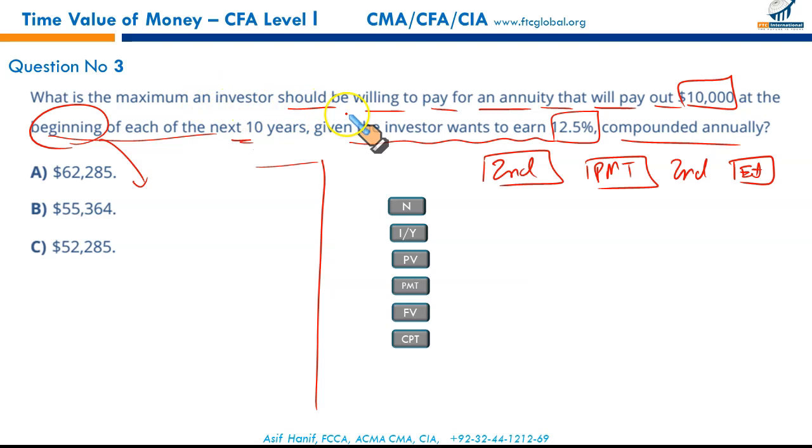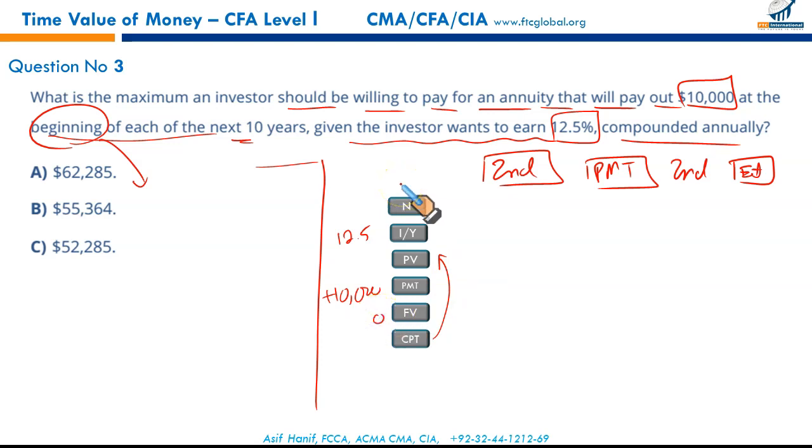What is the maximum an investor should be willing to pay for an annuity that will pay 10,000 at the beginning of each of the next year? So it means this is the payment, write 10,000 positive. Given the investor wants to earn 12.5% compounded annually, so no change in the interest rate, you can simply plug it in, 12.5, right? Present value is to be calculated. Future value is 0. And what is N?